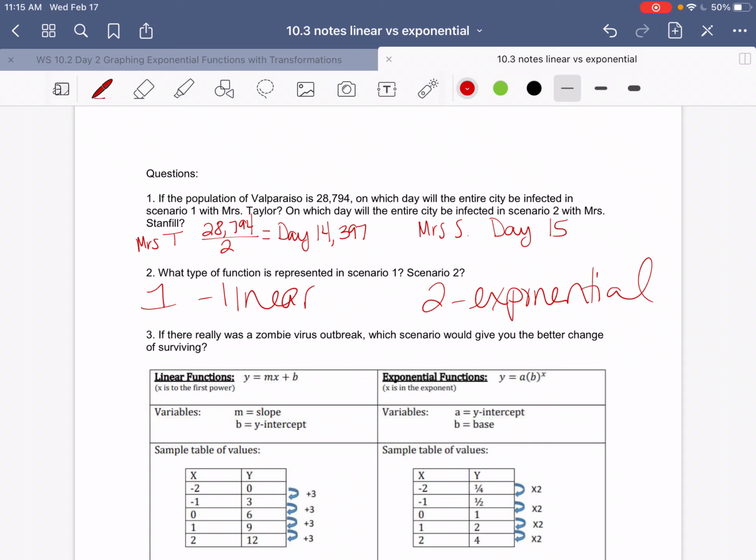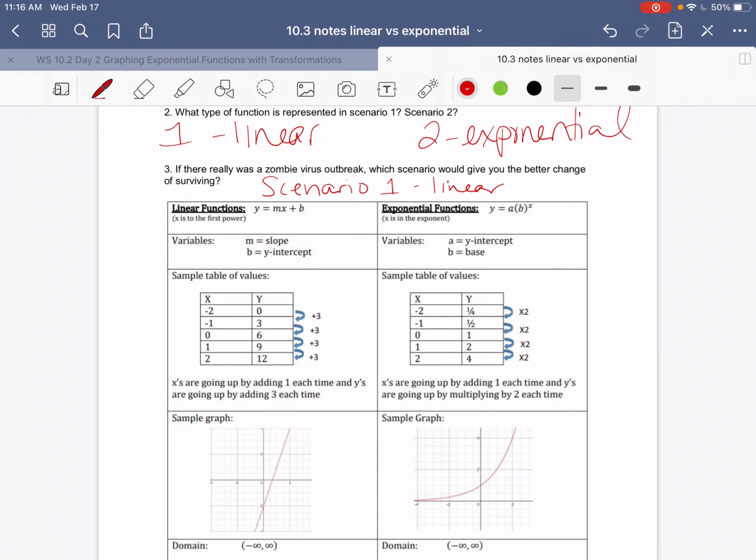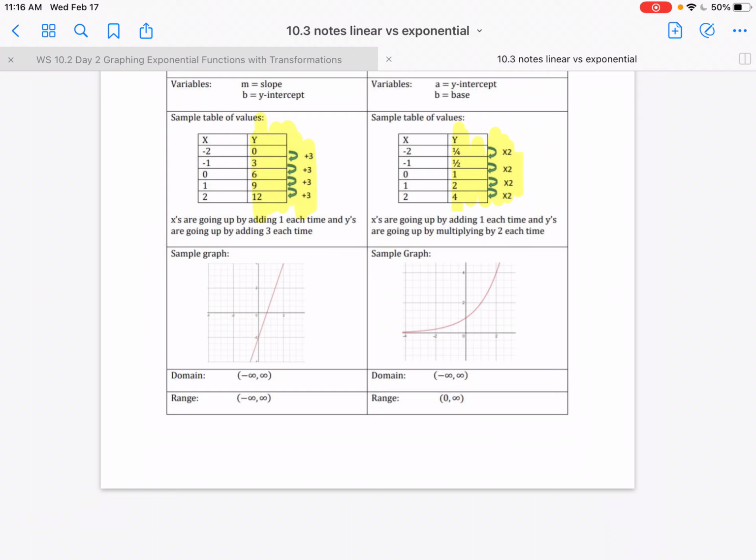So if there really was a zombie virus outbreak, which would give us the better chance of surviving? Clearly that would be scenario 1. And that's linear. Oh shoot, I only have 2 minutes. Alright, so you guys can refer to this stuff as your notes, but basically linear functions is mx plus b, exponential is a b to the x, and there are some graphs to show you that. The relationship that's important here is looking at your y values and what's going on. If it's just adding or subtracting, it's linear. If it's growing or decreasing rapidly, it's exponential.